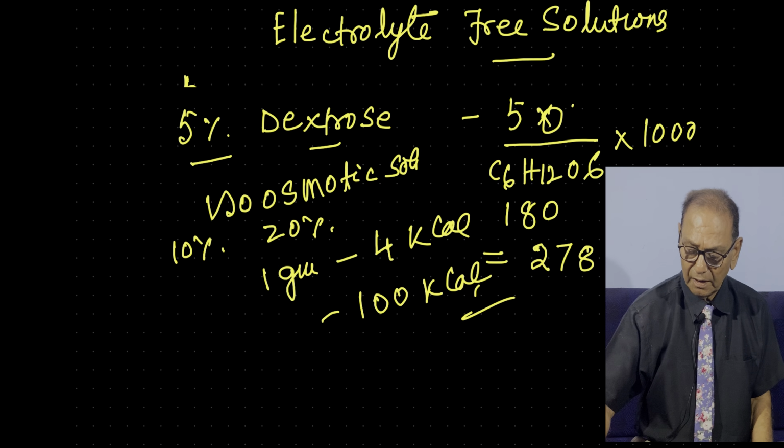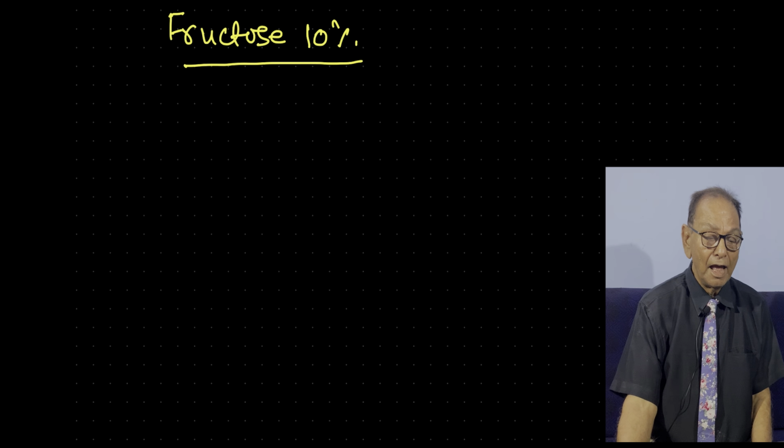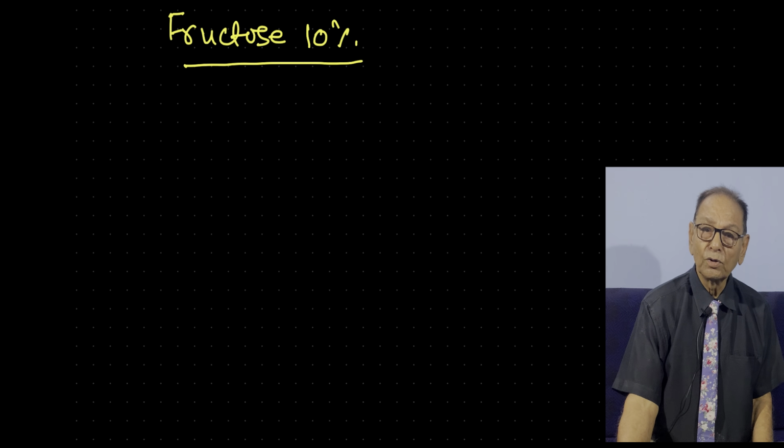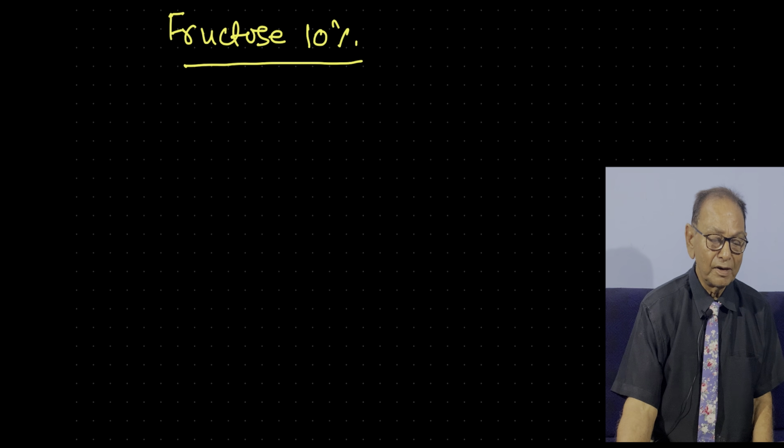Another thing in transfusion is fructose 10%. This was very commonly used only 10-20 years back because this idea was given credence that theoretically fructose can be metabolized in absence of insulin. So it was helpful in ketoacidosis and liver disease.